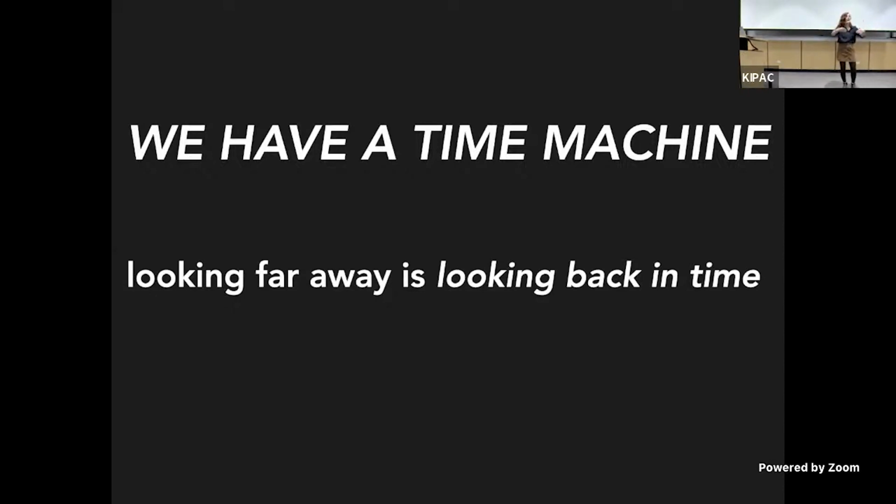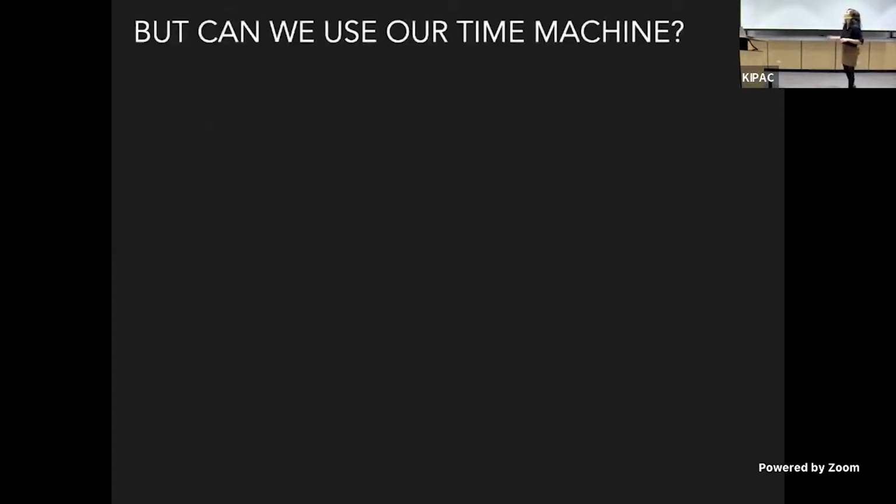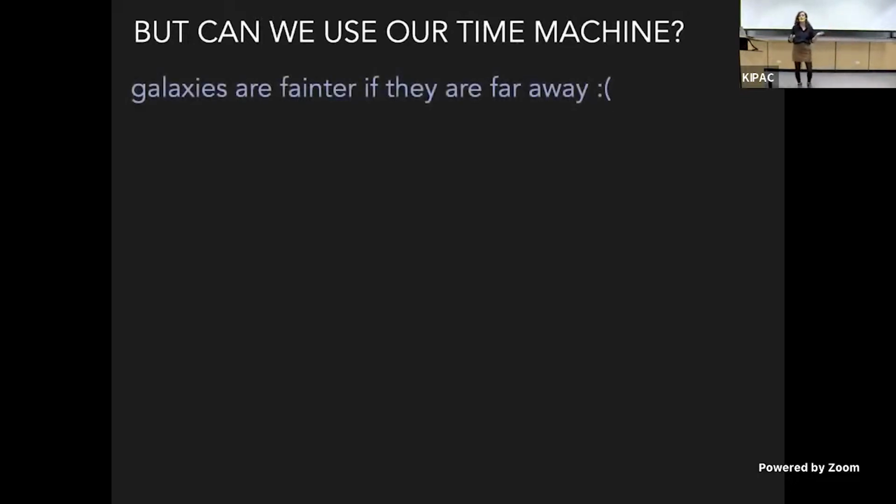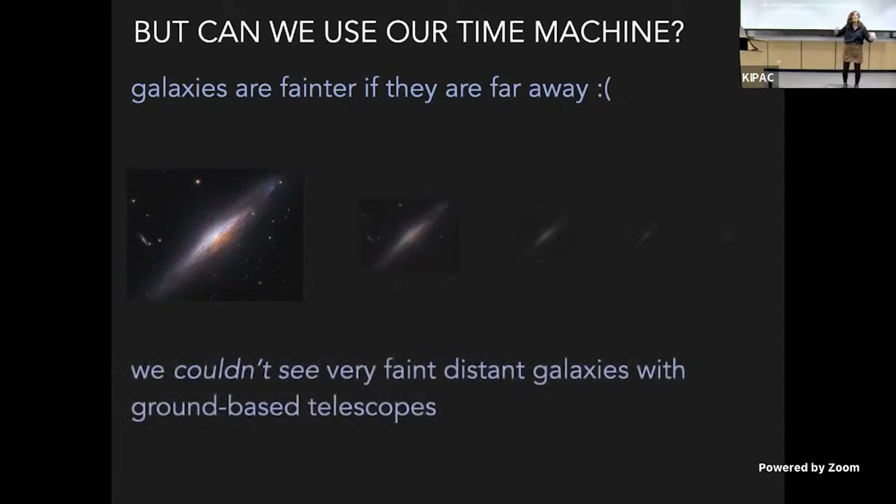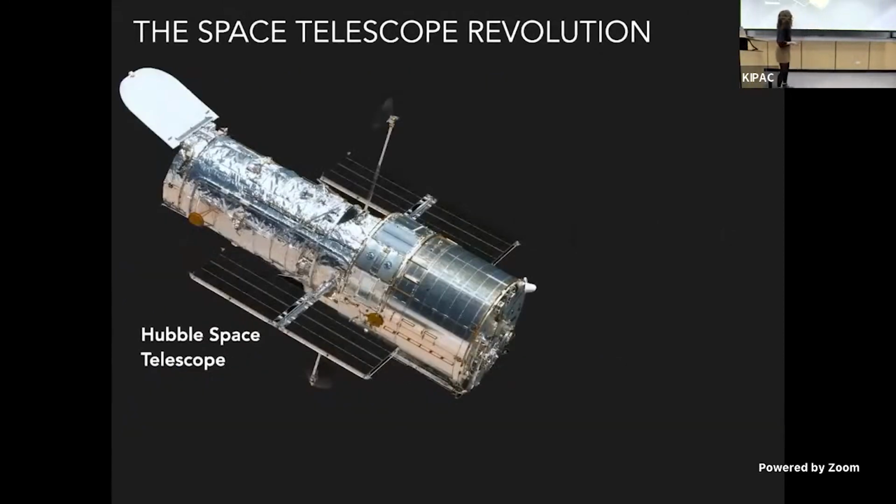So the question then becomes, can we actually look at galaxies that are very far away in order to look at those galaxies in the distant past? The question here is because galaxies are fainter as they're further away. This is a pretty understandable phenomenon. If we take this galaxy and put it further and further away, it generally gets smaller and fainter, and there's some point at which we just can't see it anymore. When we were looking with ground-based telescopes, we really couldn't see these very faint distant galaxies. And we actually didn't think that there were that many galaxies when the universe was very young, because it takes some amount of time for galaxies to form.